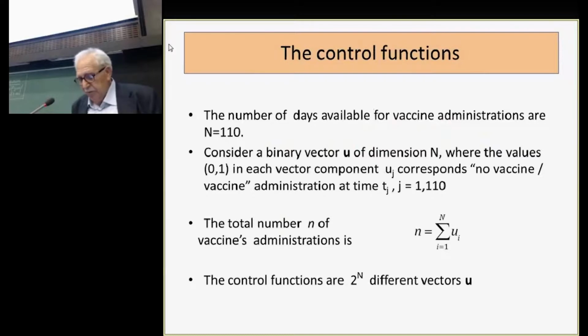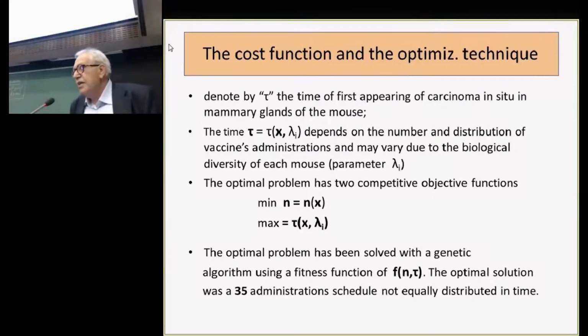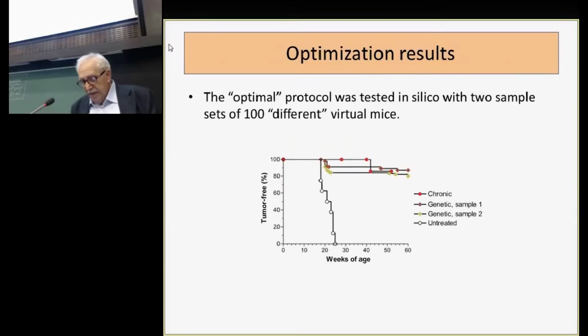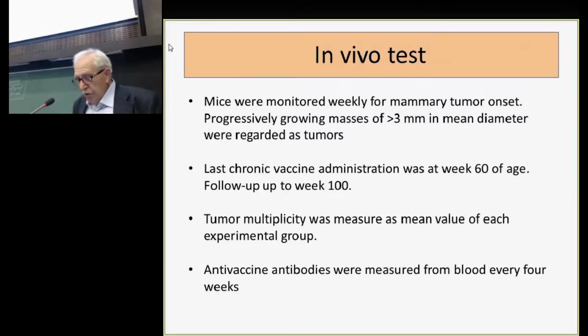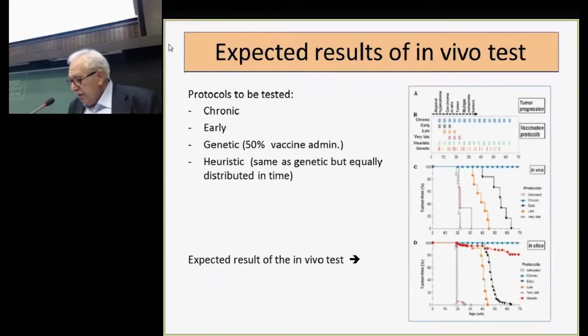And then we worked that out, and of course we used a genetic algorithm to find the optimal protocol. We said, okay, that's what we expect with our genetic protocol, so we can do the experiment. Pierluigi did the in vivo experiment on our protocols. The genetic protocol comes out not uniformly distributed in its administration.